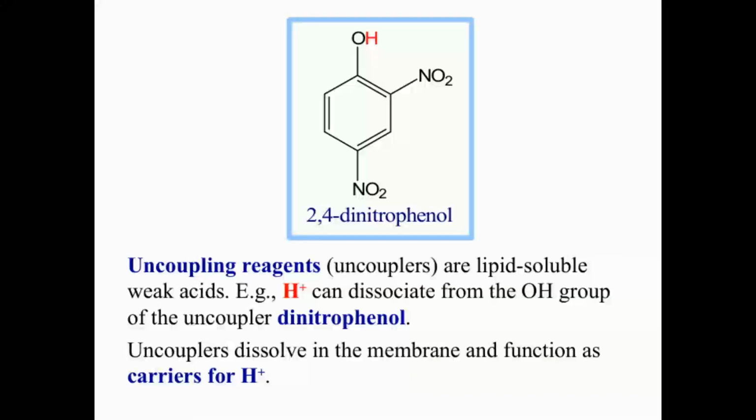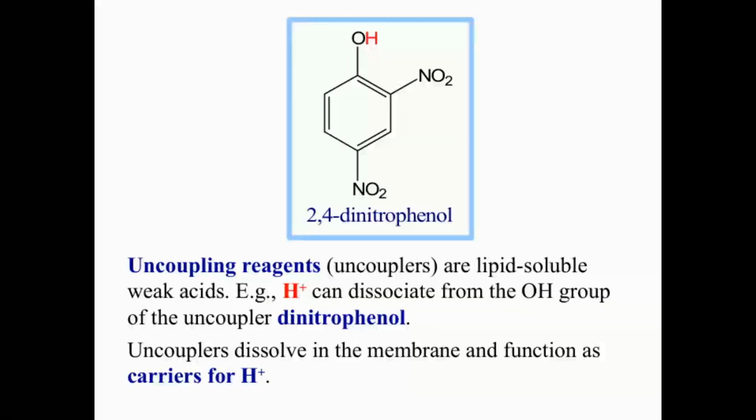Connecting this to the overall theme, understanding how uncouplers operate helps us grasp how mitochondrial function can be modulated or disrupted. This has important implications in both physiology and pharmacology, especially in studying metabolic regulation and potential drug targets.